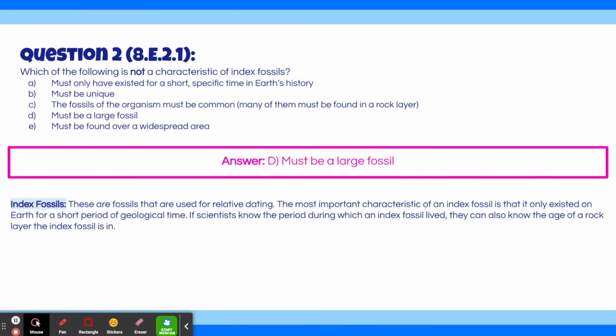Based on these known characteristics of index fossils, we can go back and narrow down our original multiple choice list. The only option here that's not required for index fossils is D, must be a large fossil. There is no requirement for the size of an index fossil. As long as it's unique and scientists can recognize that it is different from other organisms, it can be any size.